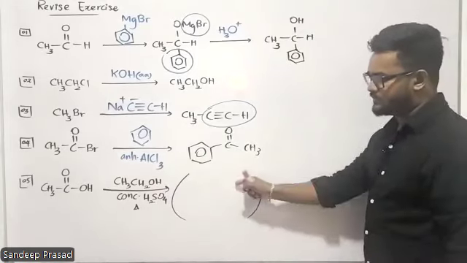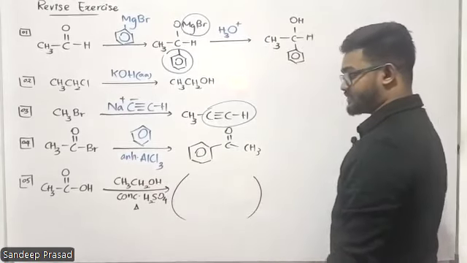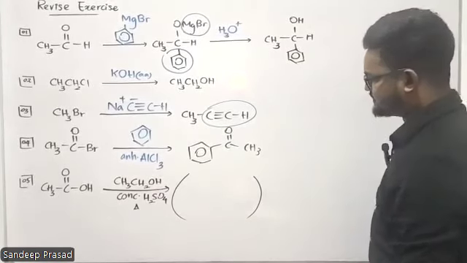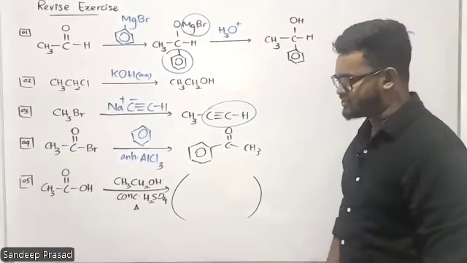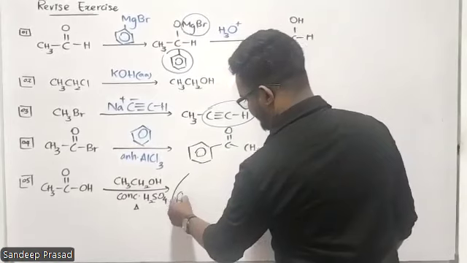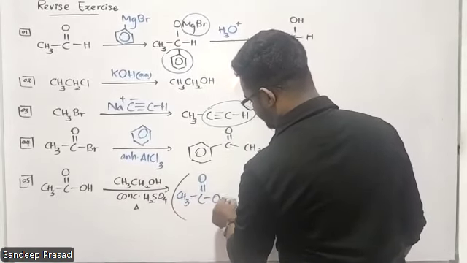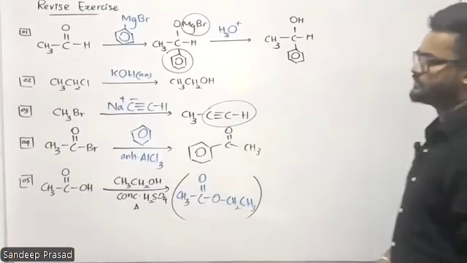And look at this one. This is actually a carboxylic acid reacting with alcohol in the presence of concentrated sulfuric acid, and it is heated, right? So this is actually esterification. If you can remember, this is the esterification reaction. So we can obtain the product like this: CH3, C double bond O, CH2, CH3 like this. So this is the product.